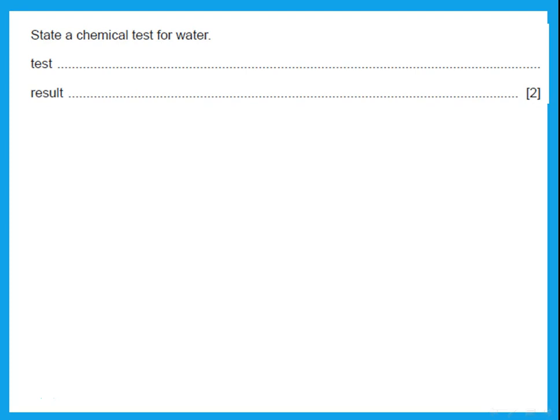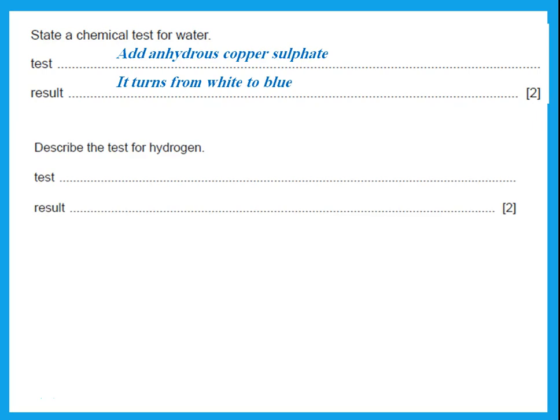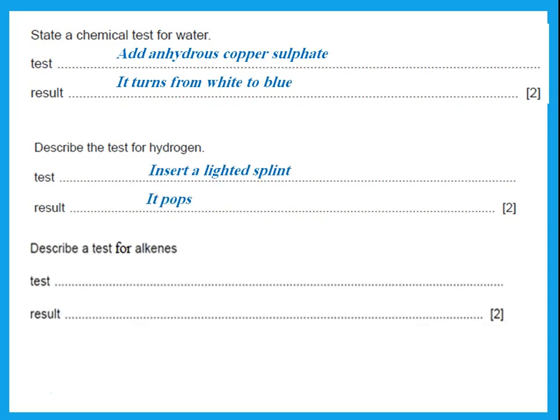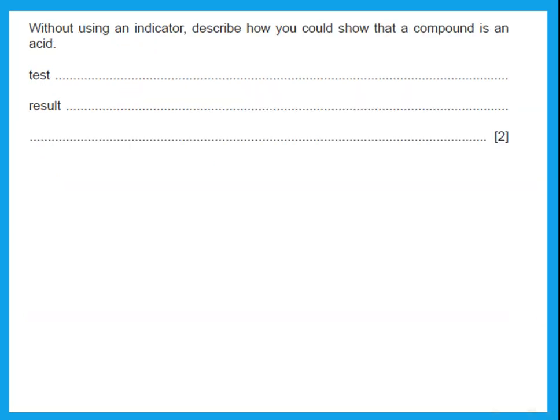Okay, state a chemical test for water. Remember we had a chemical test and a physical test. Here he's asking for a chemical test. Which one was the chemical test for water? Add anhydrous copper sulfate. You have to mention the word anhydrous. Add anhydrous copper sulfate. It turns from white to blue. Describe the test for hydrogen. What was the test for hydrogen? Insert a lighted splint. It pops. Okay. What was the test for alkenes? For alkenes, add bromine water. It turns from reddish brown to colorless, or we said you could say orange to colorless.